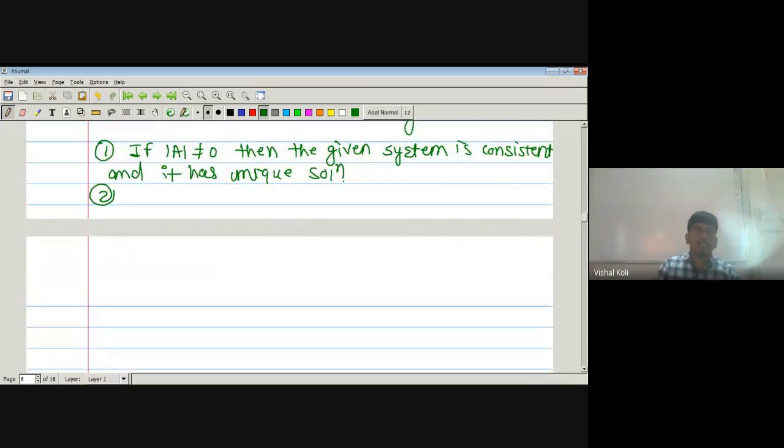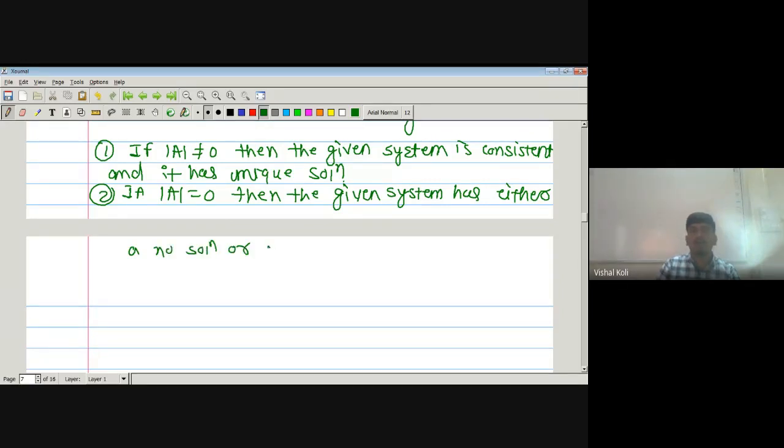And if the determinant of A is equal to 0, then the given system has either no solution or an infinite number of solutions. So if the determinant of A is equal to 0, then the given system has either no solution, that is, the solution does not exist, or if it exists, then it has an infinite number of solutions.